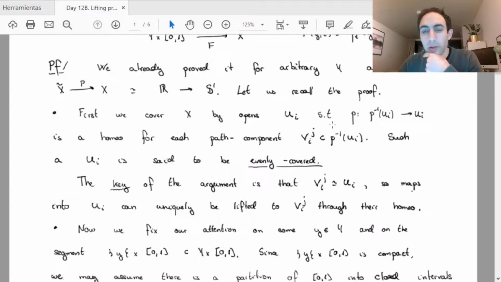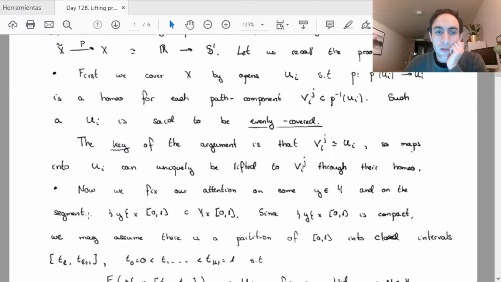All right, so we have this covering by opens, and what I require about these opens is the following, and it's a property that we call being evenly covered, which basically means that it behaves nicely with respect to the covering map. And it is the following. I take U_i, I take the preimage by p. Maybe there are many preimages, many path components, but what I require is that each one of them, that I call V_ij, is homeomorphic to U_i itself.